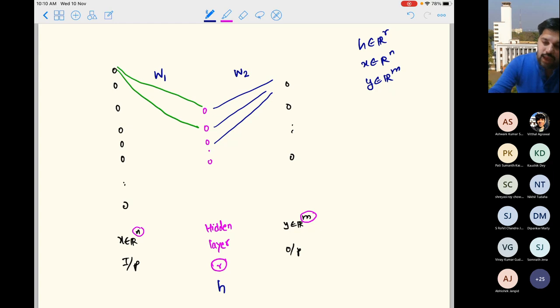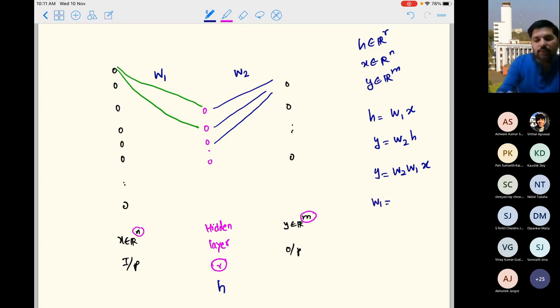Now in this first layer from input to hidden layer, how is the relationship given? The relationship is given in this particular format: h is equal to W1x, right? And now from the hidden layer to output layer, what is the relationship? The relationship is y is equal to W2h. So what is the relationship that I have? I have W2 W1 x.